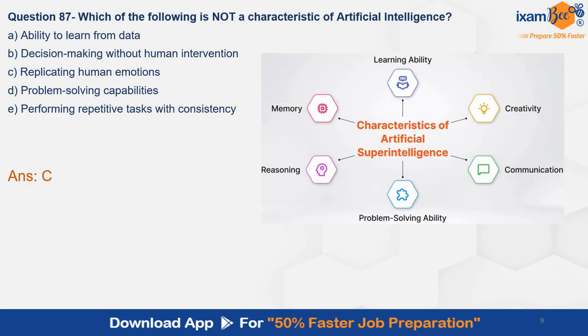Replicating human emotions. We know that AI is based on the simulation of human processes like learning, decision making and problem solving, but it does not experience emotions. AI algorithms operate purely based on data and programming. For example, sentiment analysis tools are built for understanding user emotions, but they cannot experience or feel human emotions.